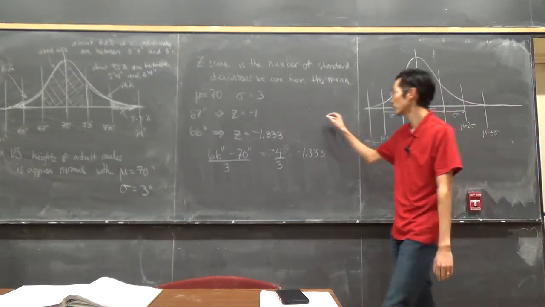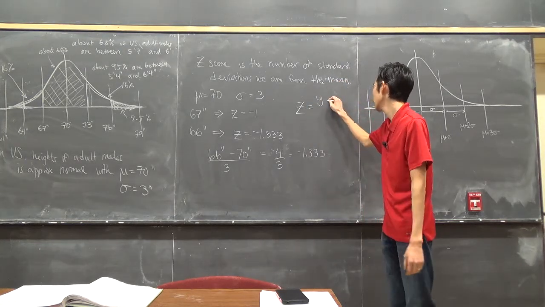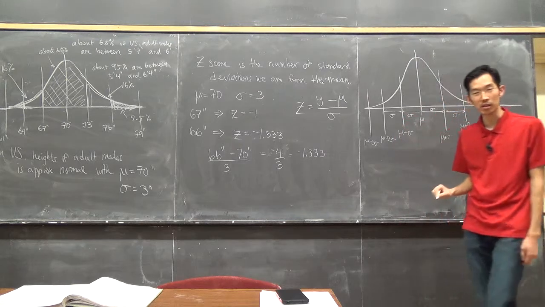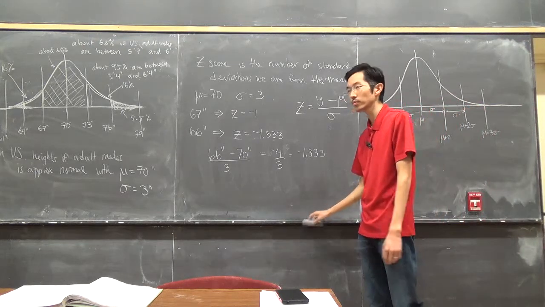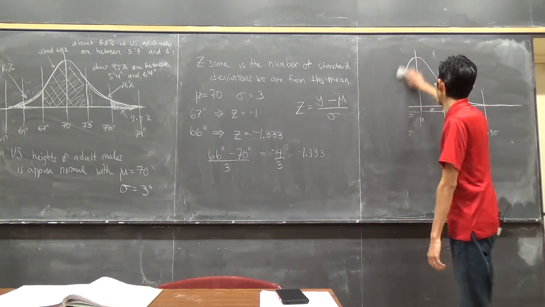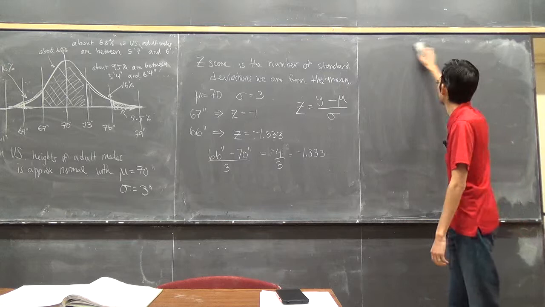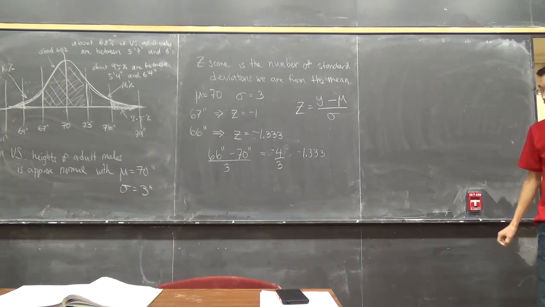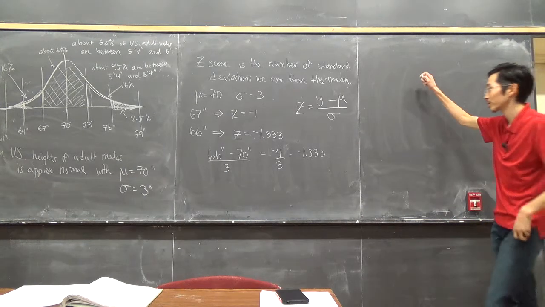Okay, so the formula for the z-score is equal to whatever point you are looking at, the y, and you subtract off the mean, and you take that distance, and you're going to divide by the standard deviation, sigma. Is that okay? So let's just try a few things.